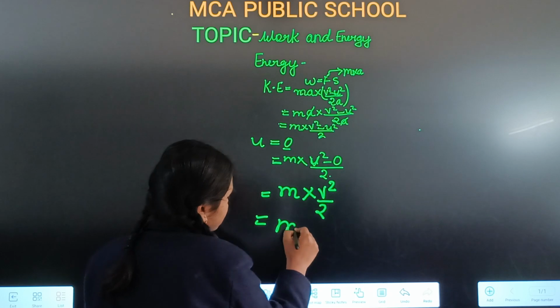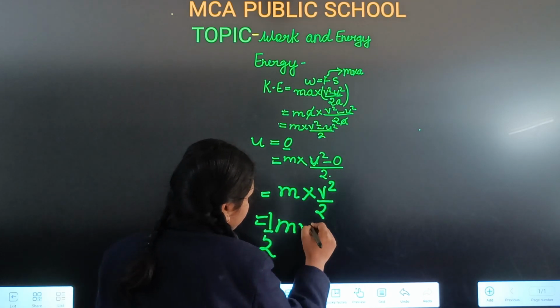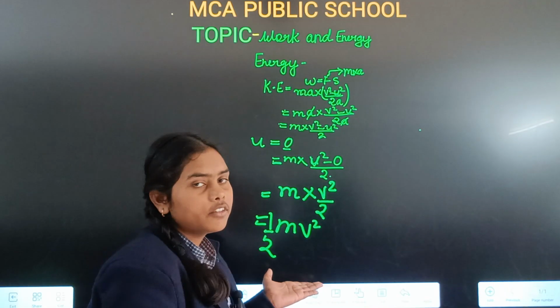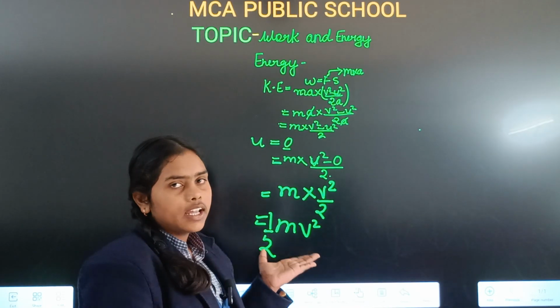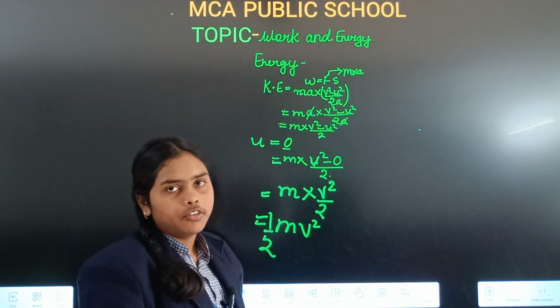And we can also write it as this. This is the formula we use to calculate the energy which is possessed in kinetic form.